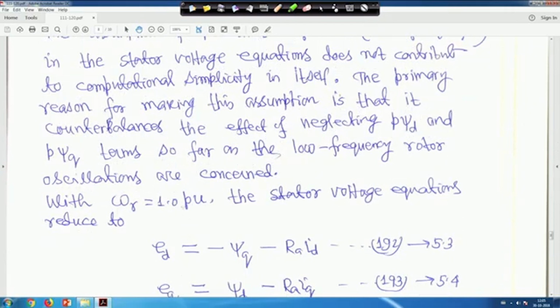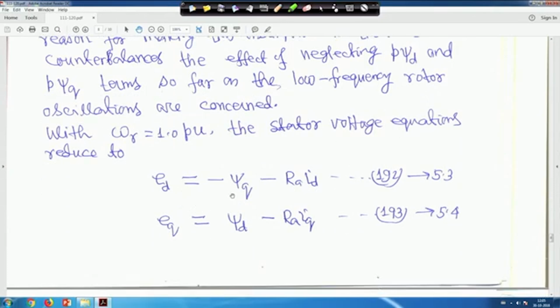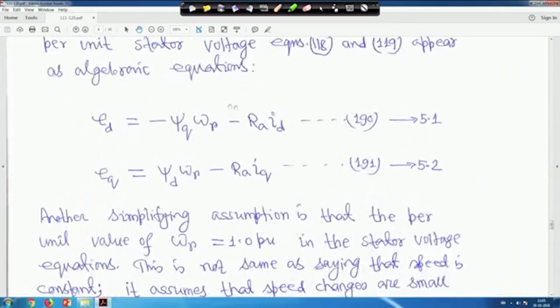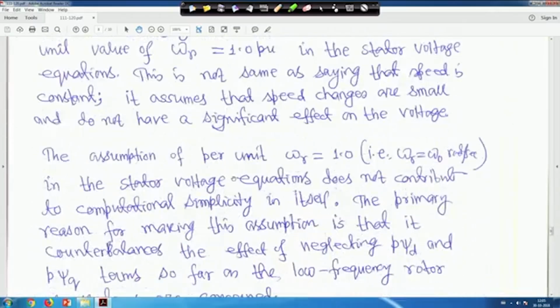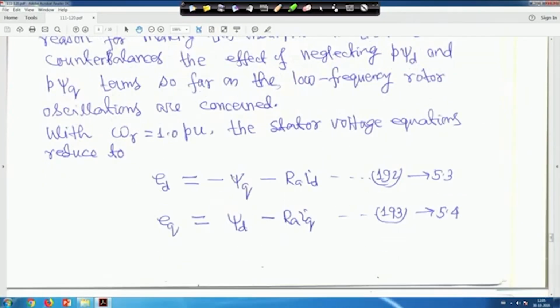With omega r equal to 1.0 per unit, the stator voltage equations reduce to the following. E d is equal to minus psi q minus R A I d, this is equation 192, and E q will be psi d minus R A I q, this is equation 193. So, that means we are simplifying one after another.